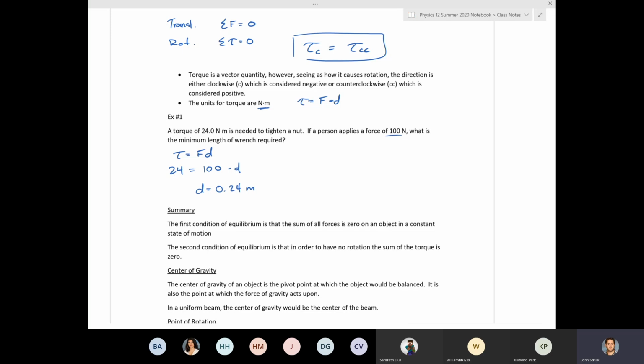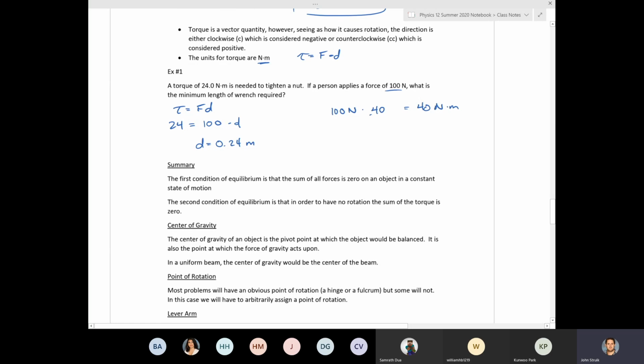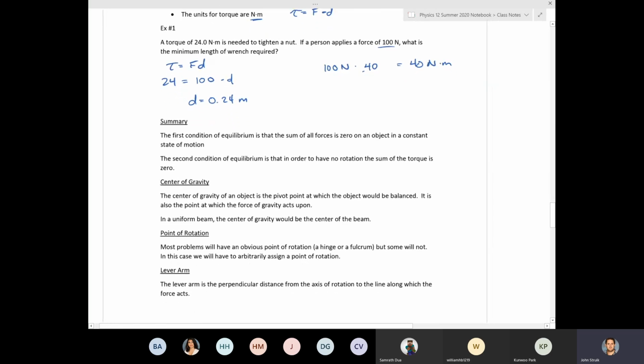Obviously, if you had a longer wrench and you applied 100 newtons at, let's say, 40 centimeters or 0.4 meters, then that would be a torque of 40 Newton meters, but that would be more than enough.